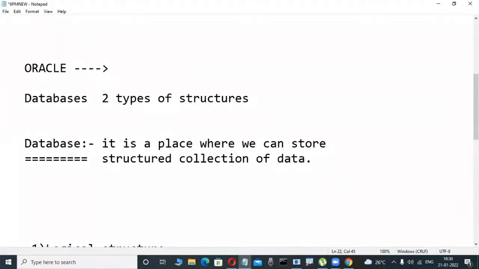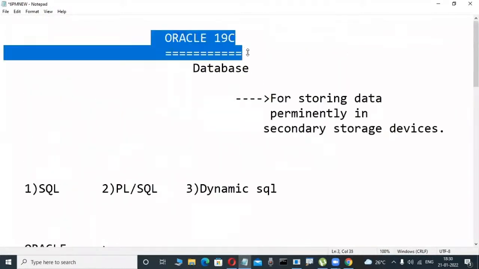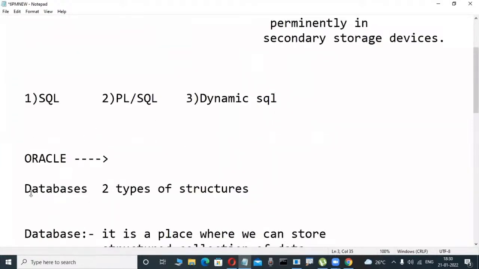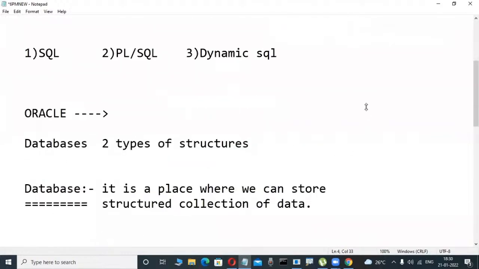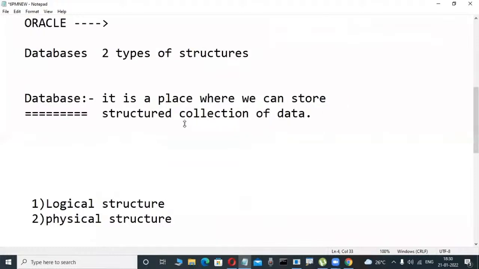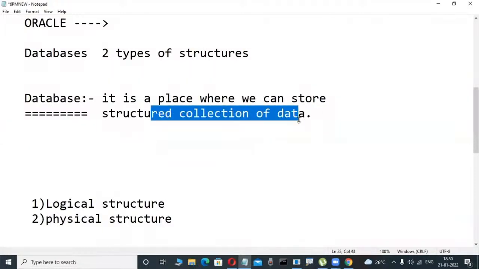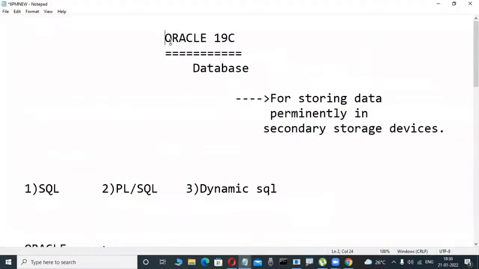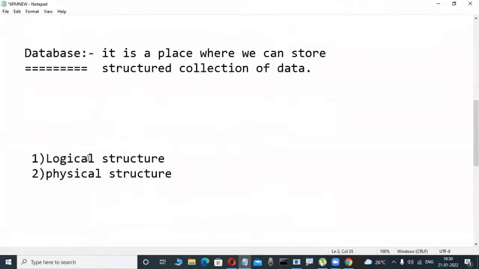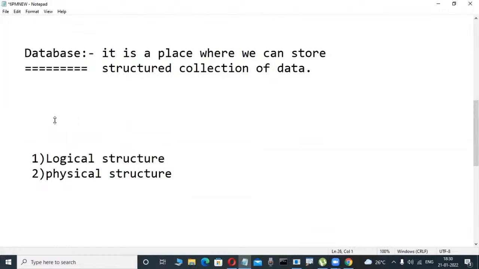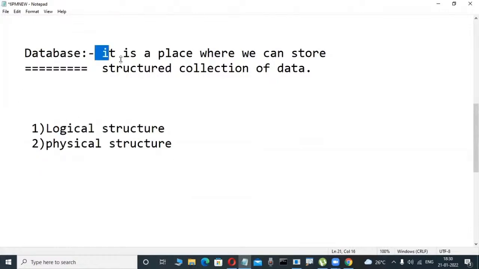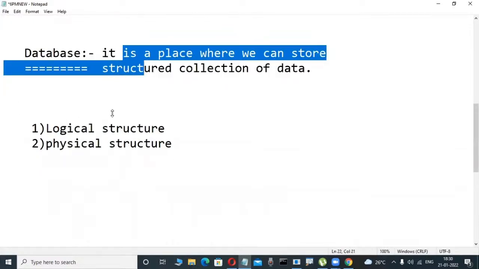Observe here. Actually, whenever we install Oracle or any relational database software, what is a database actually? It is a place. Whenever we install this type of software, automatically some place is reserved on the hard disk only. In that place we can store a structured collection of data. But whenever we install these types of software, two types of structures are there: one is logical structure, another one is physical structure. This definition I am not explaining today; you will understand it in one of these days.